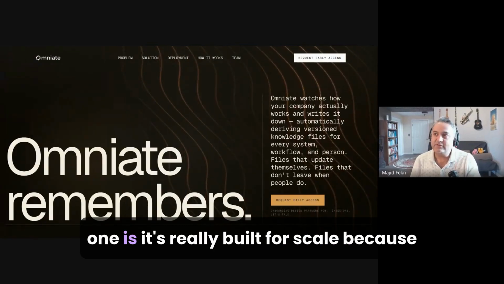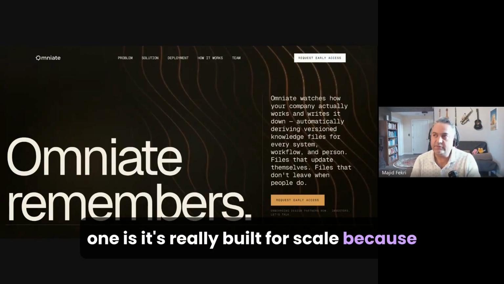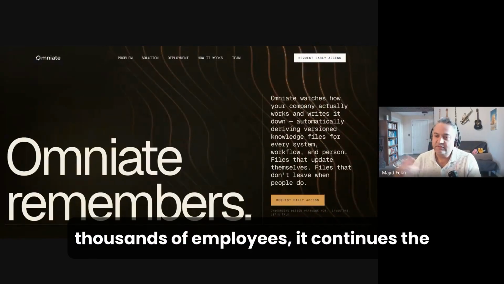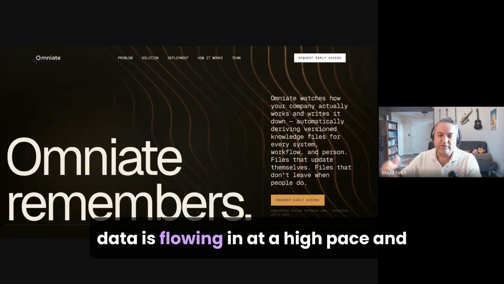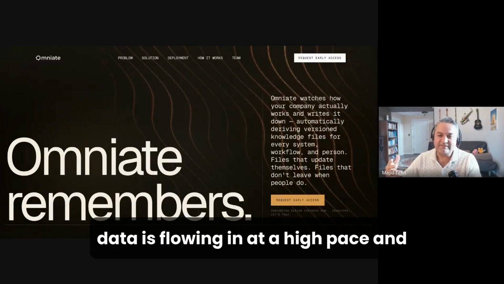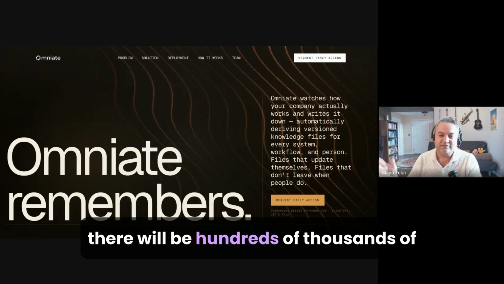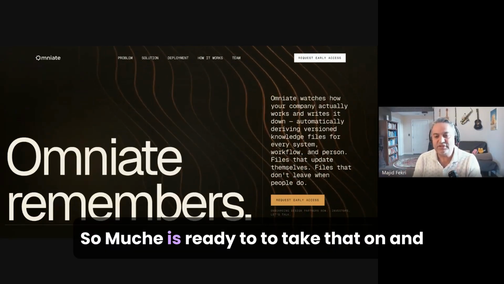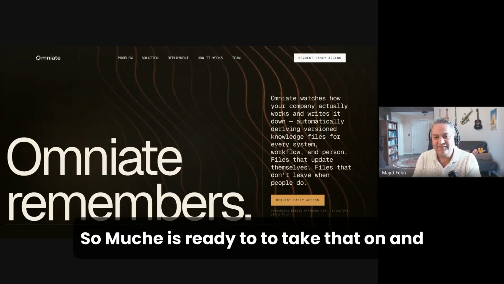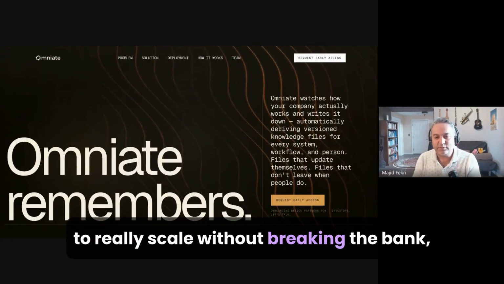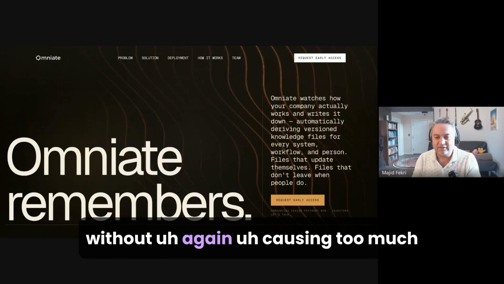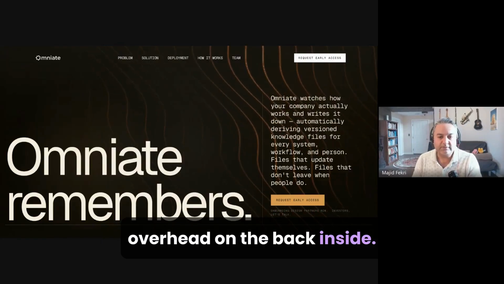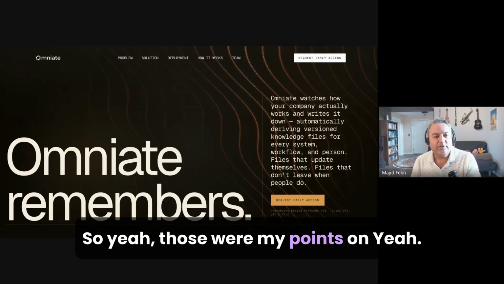And probably the last one is it's really built for scale. Let's say you have hundreds or thousands of employees, data is continuously flowing in at a high pace, and there will be hundreds of thousands of questions coming in. So moorcheh is ready to take that on and really scale without breaking the bank, without causing too much overhead on the backend side. So yeah, those were my points.